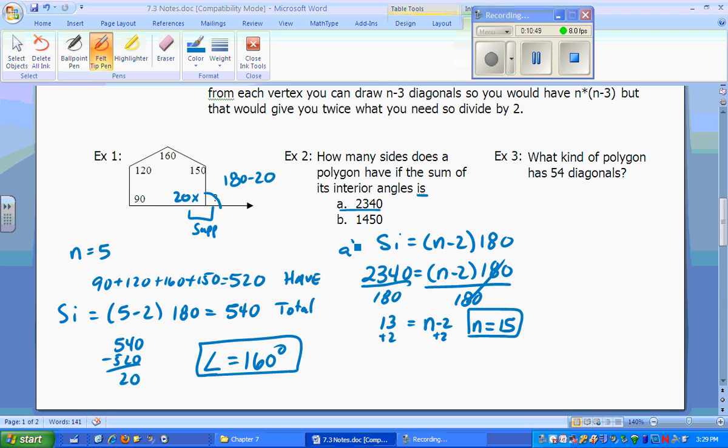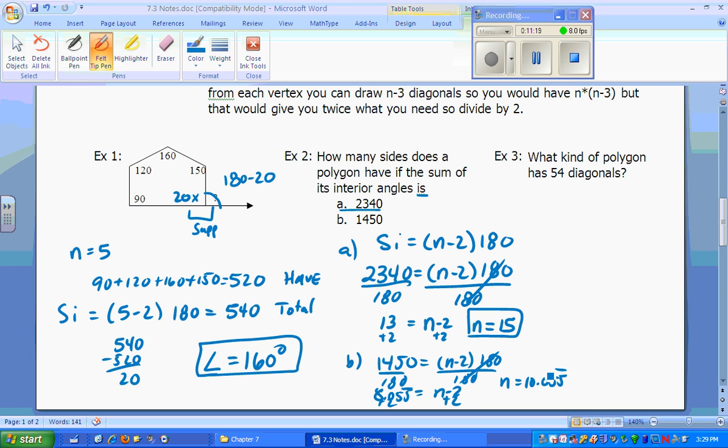B, same idea, but in this case, we're going to set 1450 equal to n minus 2 times 180. Do the same thing, divide by the 180. You get n minus 2 is now equal to 8.055 repeated. And add a 2 over. And what you get, n is equal to 10.055 repeated. Wait a second.